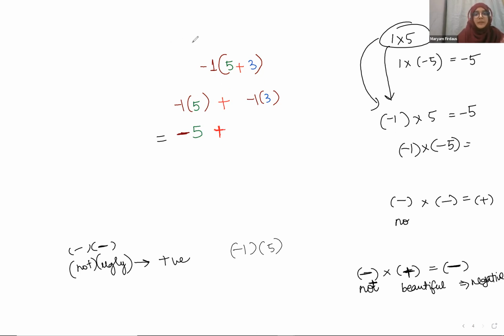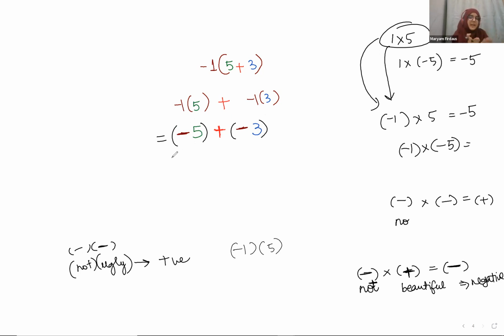So now tell me, what is this term? What will it become? Minus 3. Yeah, it will be minus 3. The minus sign is coming because of the negative 1, and the 3 is as it is because 3 multiplied by 1 is 3 itself. So now what you are basically doing is adding minus 5 and minus 3. Can you tell me what you will get when you add minus 5 and minus 3?